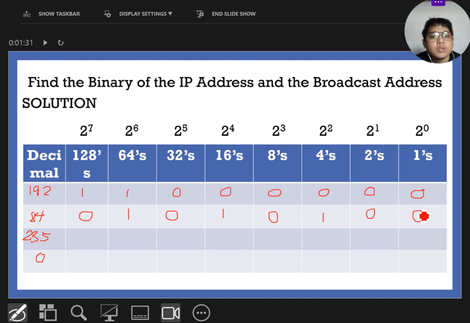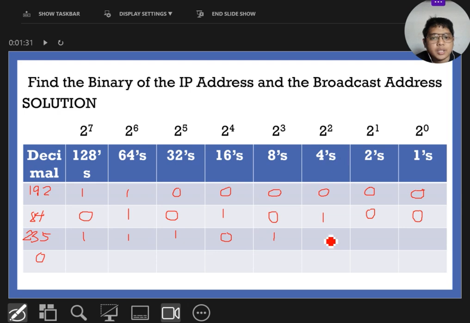How about the 235? How many 128s are there in 235? There's only one. So 235 minus 128 is 107. How many 64s are there in 107? Only one. So 107 minus 64, our remaining decimal is 43. How many 32s are there in 43? We have one. So 43 minus 32 leaves 11. How many 16s are there in 11? None. How about 8? There's one. So 11 minus 8, we have 3.